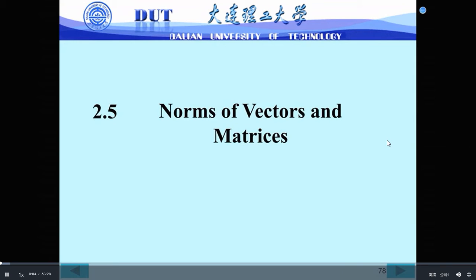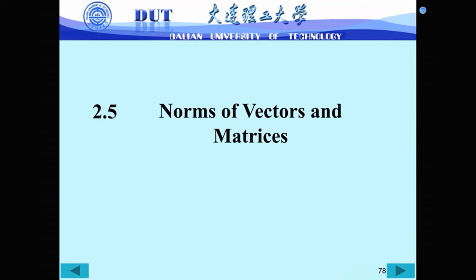Let's come to section 5, norms of vectors and matrices. In this section, I will teach you a mathematical concept, norms. What does it mean? In the first chapter, we discussed the error for a number, remember? x is an exact value, a number, right? And we use an approximate value a to approximate x, right? So we need to consider the error x minus a.